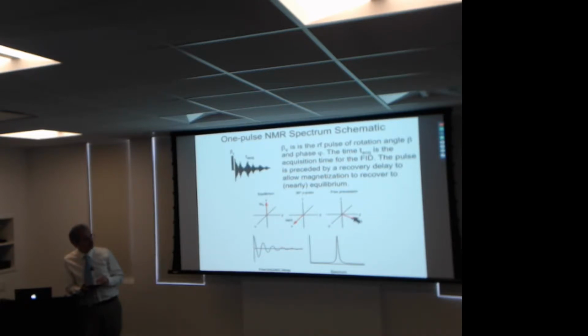The magnetization vector starts to precess in the XY plane and relax away with T1 and T2 processes. But we'll record the signal. The signal, you all know, is called the free induction decay, and then we Fourier transform to get the spectrum. So the simplest experiment is a 90-degree pulse. In the simplest case, beta is 90, and phi, the phase angle, is x. So we have a 90-degree X pulse, and then we record the signal.